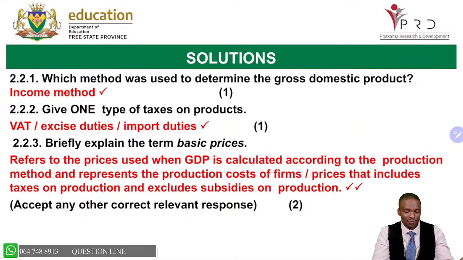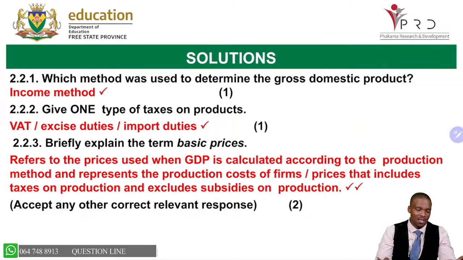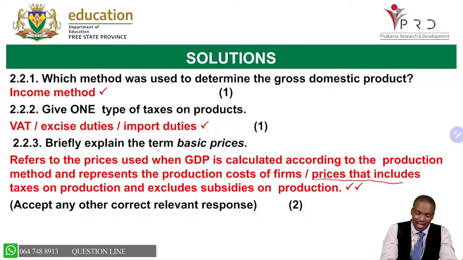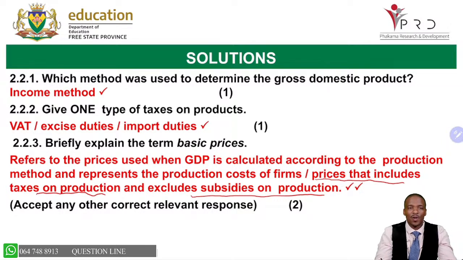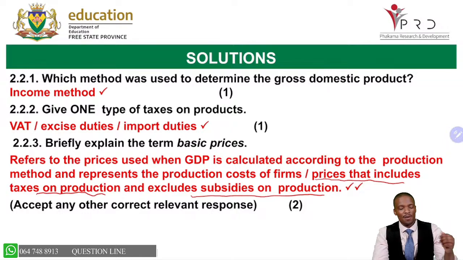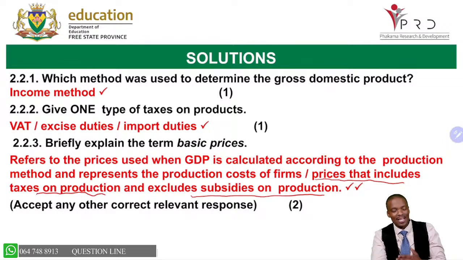The other one: briefly explain the term basic prices, where we are saying these are the prices. We'll start with the second one. These are the prices that include taxes on production and exclude subsidies on production, or the prices before taking into account taxes on products and subsidies on products.